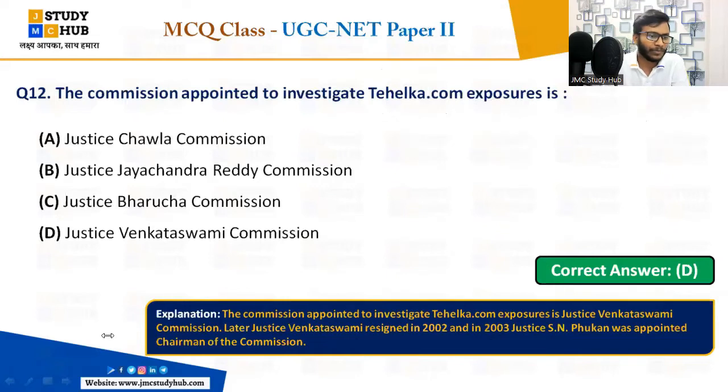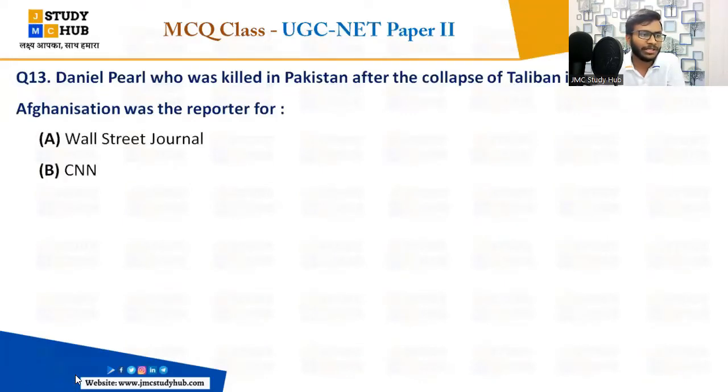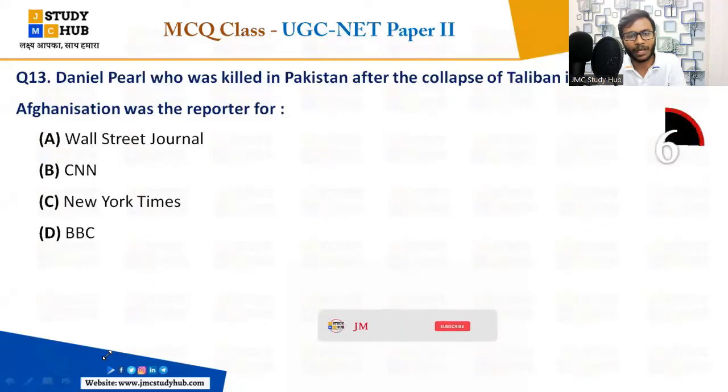Yes. Now question number 13: Daniel Pearl, you know Daniel Pearl very well, who was killed in Pakistan after the collapse of the Taliban in Afghanistan, was the reporter of. Actually, we have to tell which newspaper's journalist Daniel Pearl was: the Wall Street Journal, CNN, the New York Times, or BBC. Very important question, and it has already been asked in the UGC-NET exam. Everybody answers.